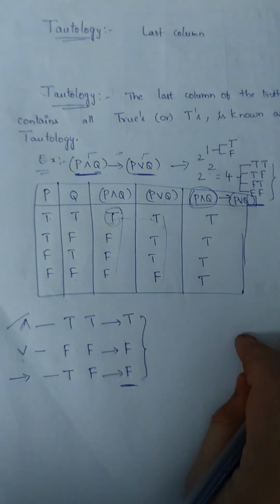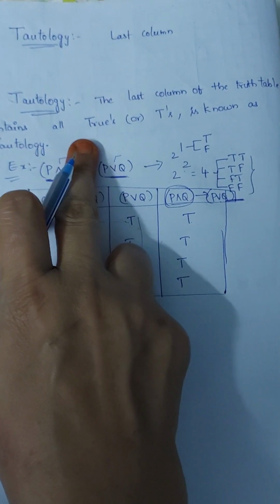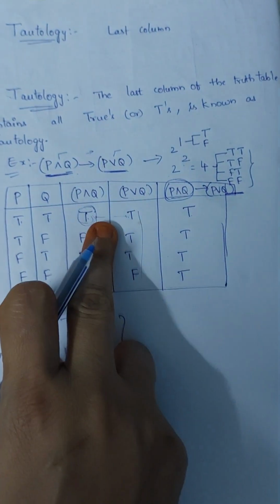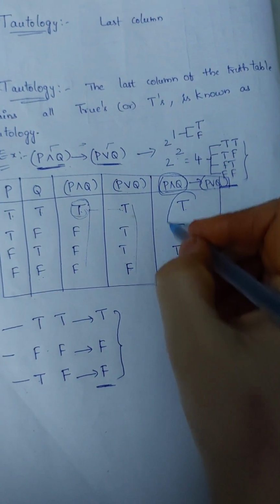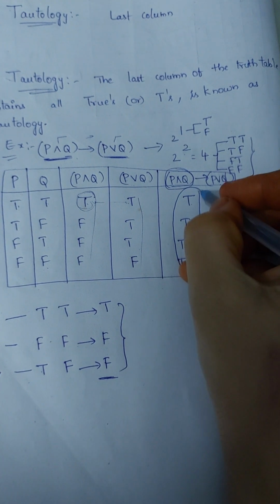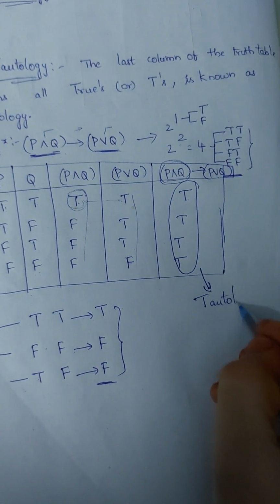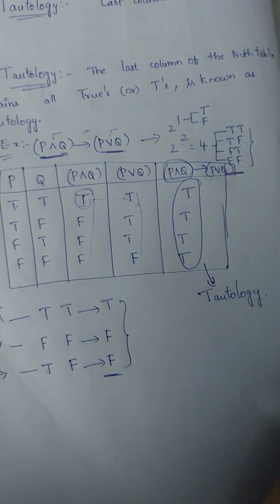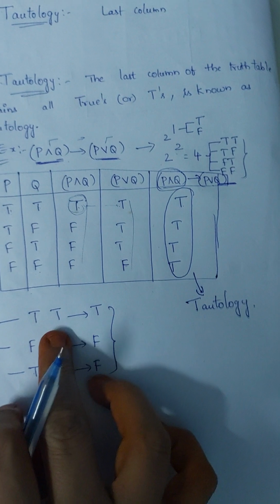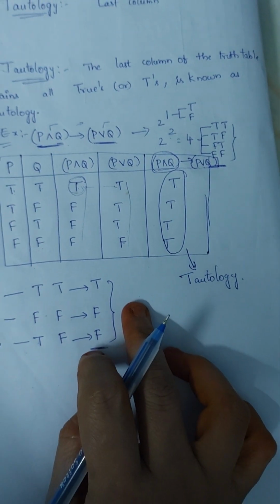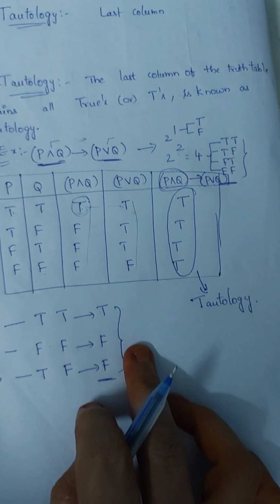I already told you what is meant by tautology: the last column of the truth table contains all truths. We observe by using this table that the last column contains all truths. Hence it is a tautology. In your exams also, they will give one expression and ask you to verify whether it is a tautology or a contradiction. This is the example of tautology.